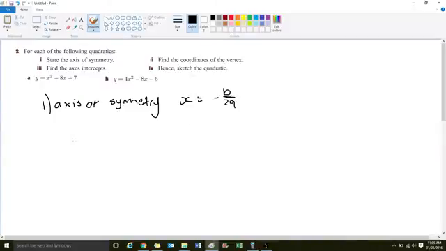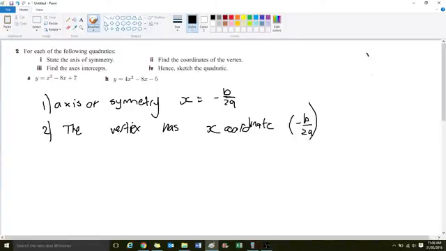And the coordinates of the vertex: the vertex has an x coordinate that is the same as the axis of symmetry, minus b on 2a. Okay, and this makes sense. If we have a quadratic function, this is the axis of symmetry. The x coordinate of the axis of symmetry is exactly the same as the x coordinate of the minimum point, or the vertex. Okay, so for the first one, let's find the axis of symmetry just by using our equations.